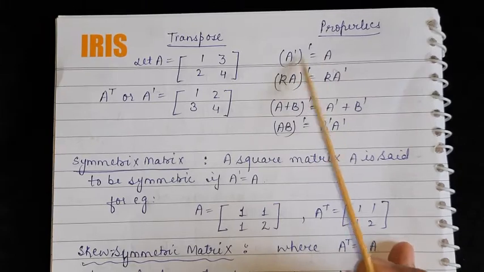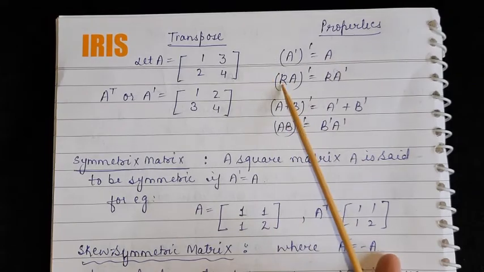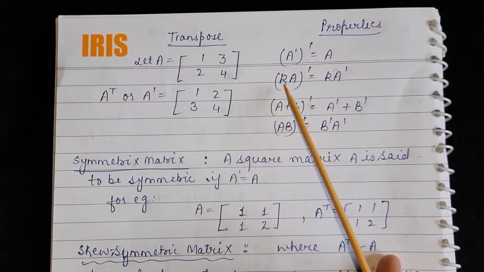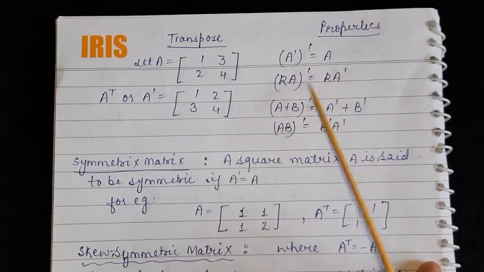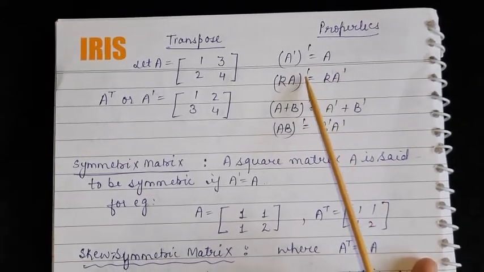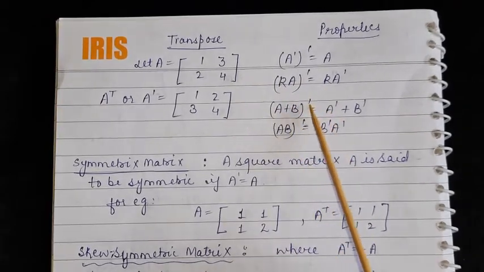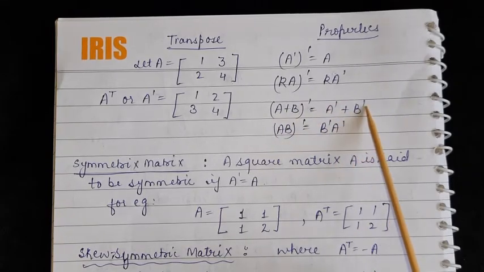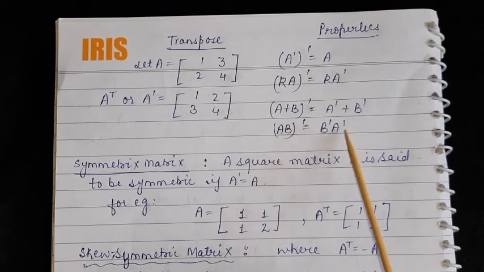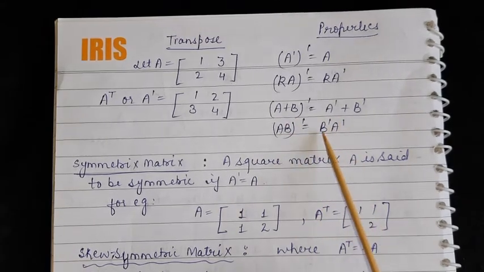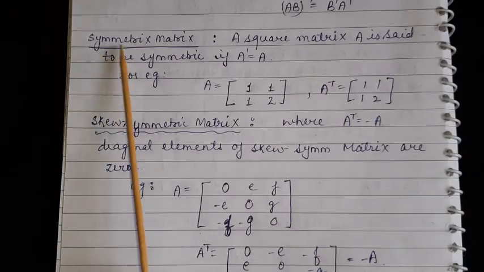Now some properties of transpose. If you take the transpose twice, which means the transpose of a transpose, it is the matrix itself. Here the small k represents a scalar. K times A, whole transpose, is equal to K times A transpose, because transpose is a concept of matrices, not of scalars, so the scalar will remain as it is. A plus B, whole transpose, is equal to A transpose plus B transpose. And A into B, whole transpose, when you open this, the order will be reversed: it will become B transpose into A transpose. Next one is a symmetric matrix.